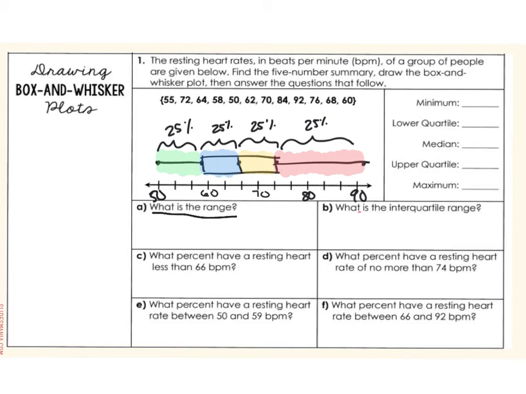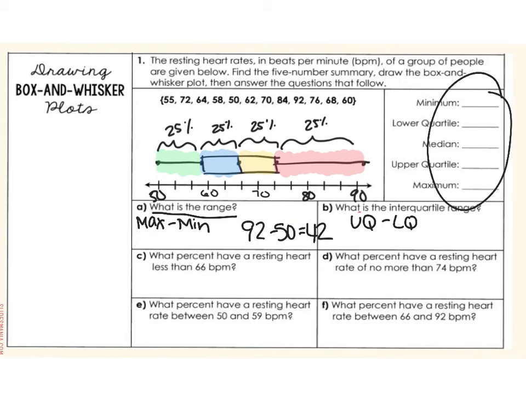What is the range? The range is the highest number, so max minus the min. The max was 92 and the min was 50, so that gives us 42. The interquartile range is the upper quartile minus the lower quartile. So the upper quartile was, somehow I erased my numbers by accident. Upper quartile was, I think, 74, and then the lower quartile was, let's see, 59 maybe? 59. So that gave us 15.